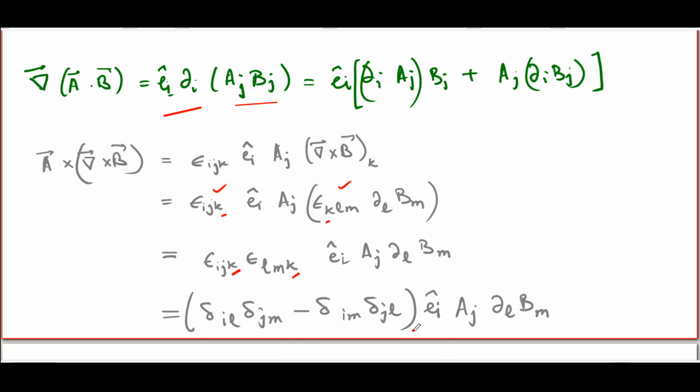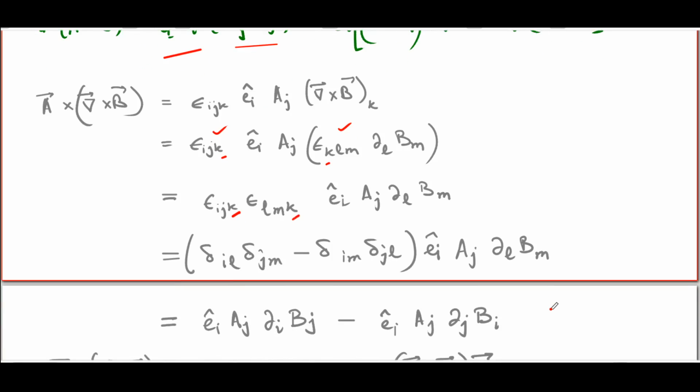But when I do this sum, I will decide to do the L and M sum first, leaving the I and J sum for later. So when I look at this term, delta IL, delta JM, EI, AJ, del L, BM, I am going to sum up over L and M first, which means all the L's in this expression become I, all the M's become J. So you get EI, AJ, del I, BJ. And this term becomes minus EI, AJ once again. The del L becomes del J and you have BI.